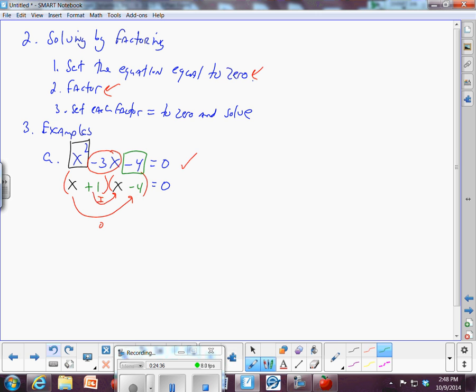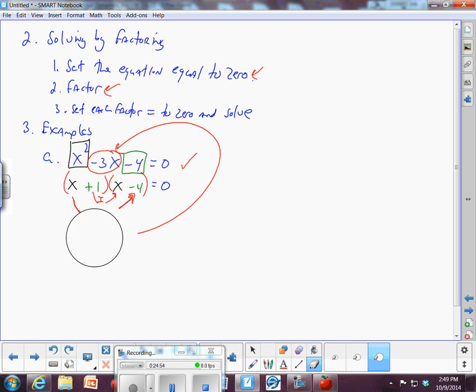All right, and so on the outers, x times negative 4 is a negative 4x. On the inners, 1 times x is a positive 1x. Doesn't that equal the negative 3x? It does. So again, let me get all this out of the way, because this is all just the thinking for the factoring. We were after the factoring, right? That's what we wanted.